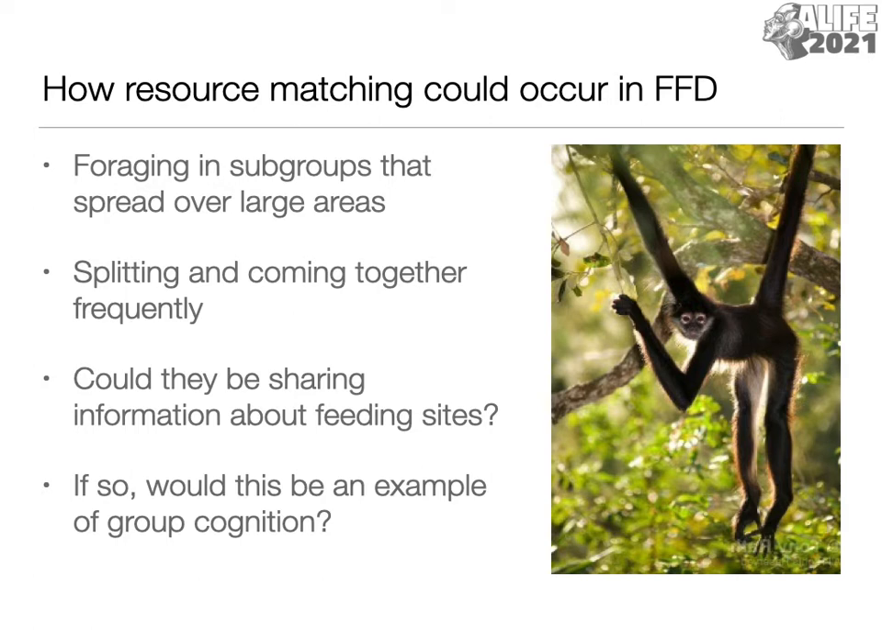So we have foraging in subgroups that spread over large areas, and these subgroups are constantly splitting and coming together. So we wonder if by spreading and coming together frequently, they could be sharing information about feeding sites, and if so, whether we could consider this an example of group cognition or group intelligence.